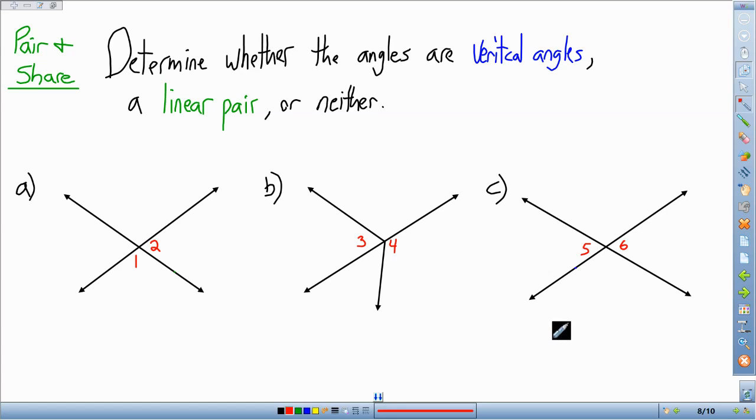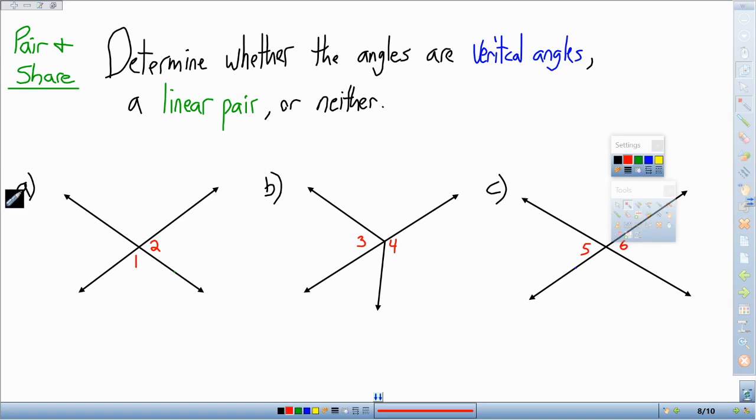Okay, so with this one here, I'm going to have you guys go ahead and copy down these problems here, and we're going to go over them together. So copy them, we'll talk it over. Okay, so determine whether the angles are vertical angles, a linear pair, or neither. Okay, we have three options here, and those three only go to each problem. So real quick on your own, think about it. Starting with letter A, what do you think? Do we have vertical angles, a linear pair, neither? Okay, think about these three problems. Maybe write down what you think.